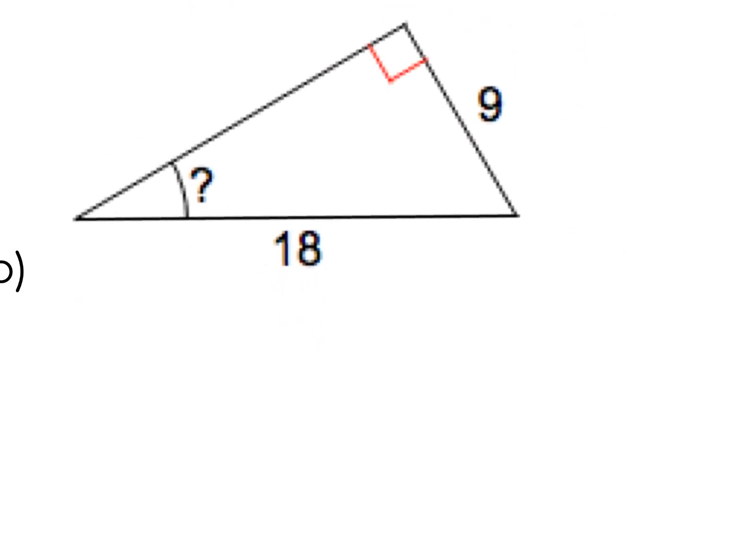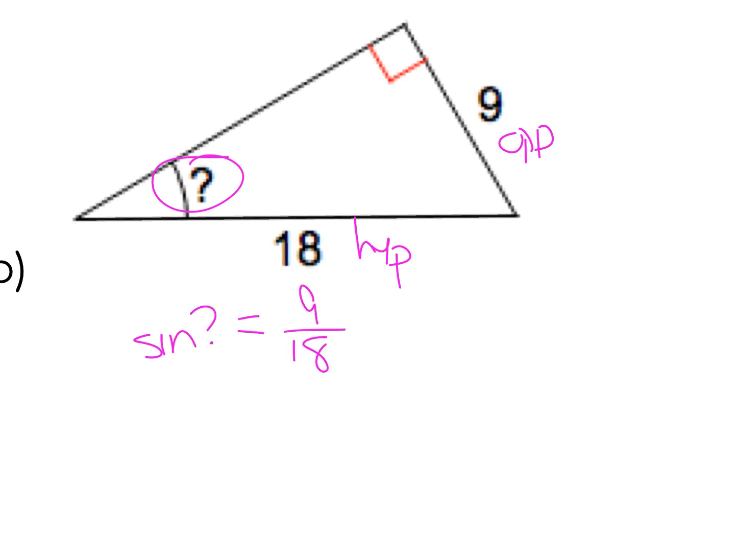Let's do the same thing here. That's my angle, this is the opposite, this is the hypotenuse. So the sine of something is 9 over 18. Take the inverse sine of both sides, you're going to get 30. And then you get 60 here.